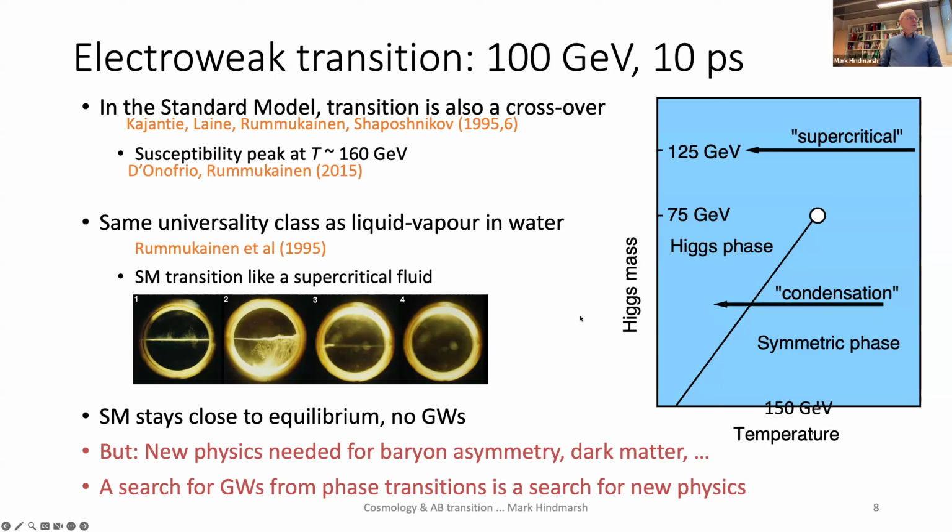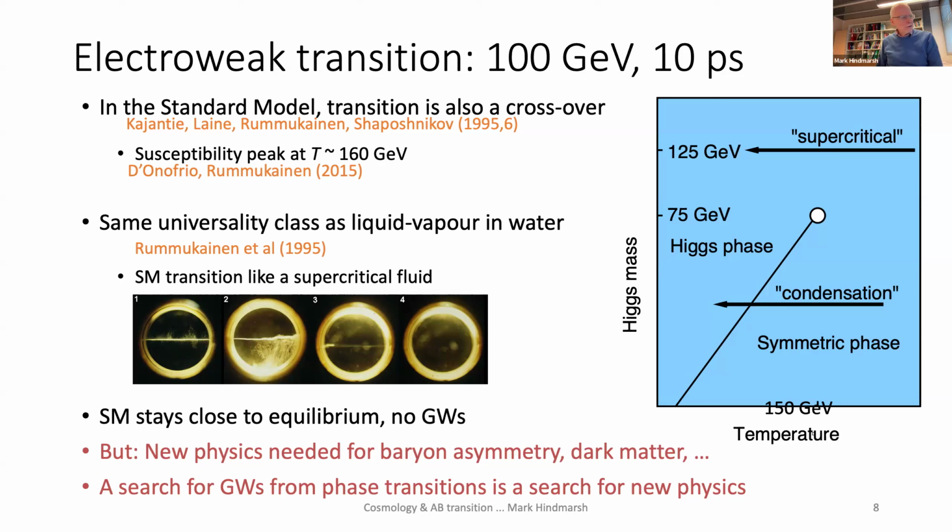This transition is very reminiscent of the liquid-vapor transition in water, where if you replace the Higgs mass by pressure, you get a phase diagram which looks very much like the water phase transition. At low pressure, you get condensation as you reduce the temperature, and at high pressure, you just have a very dense gas turning into a rarefied liquid. This is what it looks like if you increase the pressure on hot water. This is several hundred bar, by the way. As you increase the pressure, the phase boundary becomes weaker and weaker, and eventually it's just a uniform fluid. So again, the standard model stays close to this crossover, stays close to equilibrium, no gravitational waves.